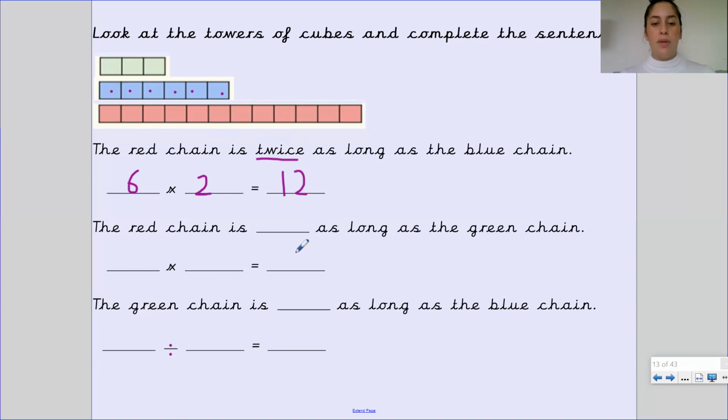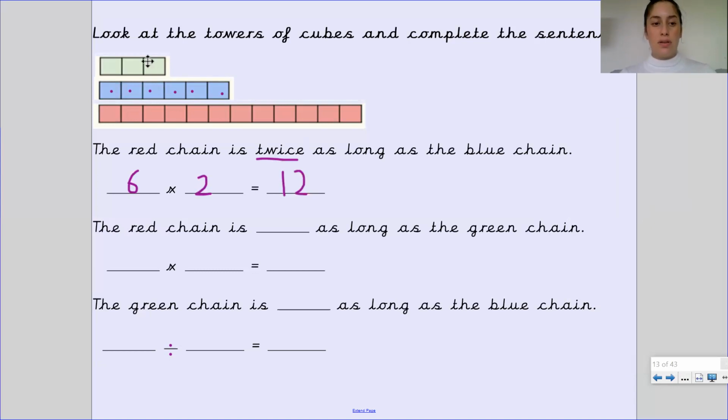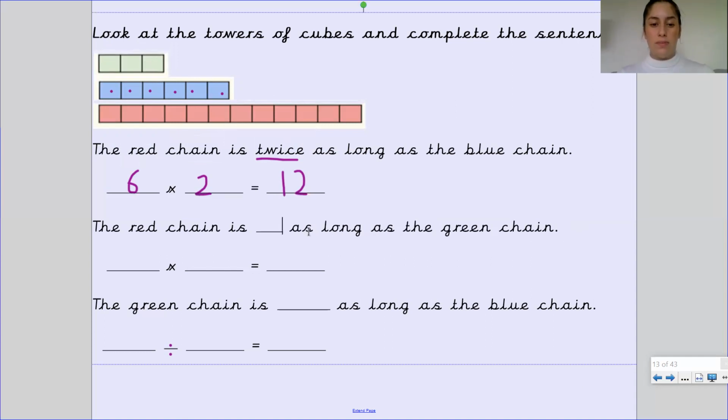The red chain is something as long as the green chain. Well, let's see how many times the green chain is repeated to give us the red chain. So it's repeated once, twice, 3 times, 4 times. So you can fit 4 lots of the green chain inside the red chain. That's 1 lot, 2 lots, 3 lots, and 4 lots. So the red chain is 4 times as long as the green chain.